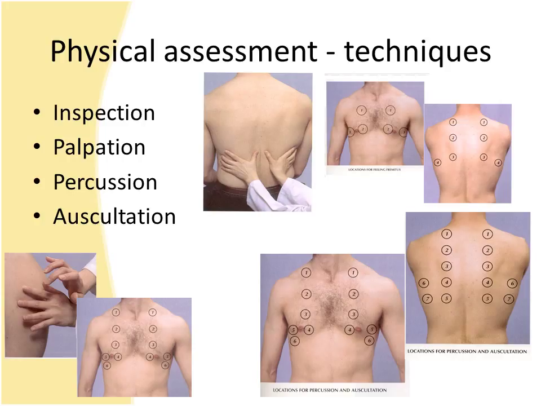Often we will see retractions of the intercostal spaces during a severe asthma attack, exacerbation of COPD, or with an upper airway obstruction because the patient is really trying hard. We can also see suprasternal and substernal retractions, supra meaning above and sub meaning below. So when we're looking without touching, those are some of the things that we will look for.